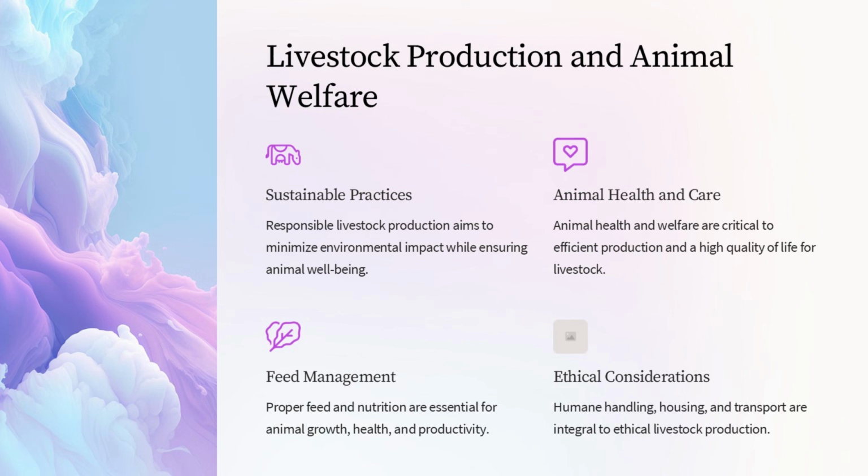Proper feed and nutrition are crucial for animal growth, health, and productivity. Humane handling, housing, and transport are integral to ethical livestock production and must be prioritized.